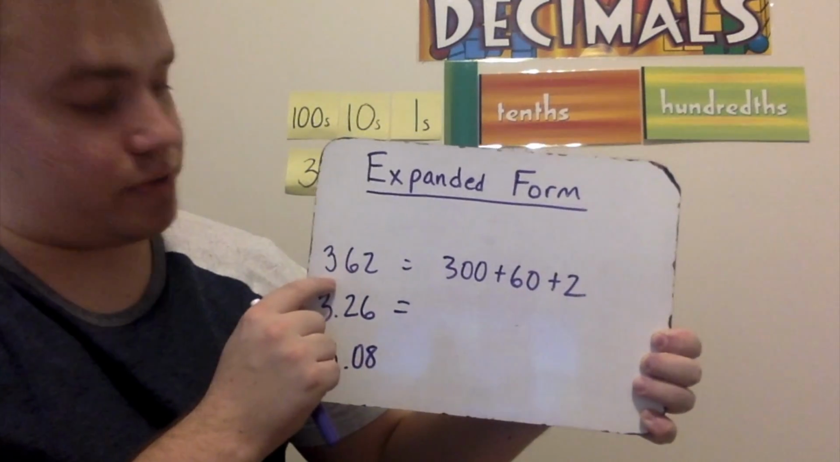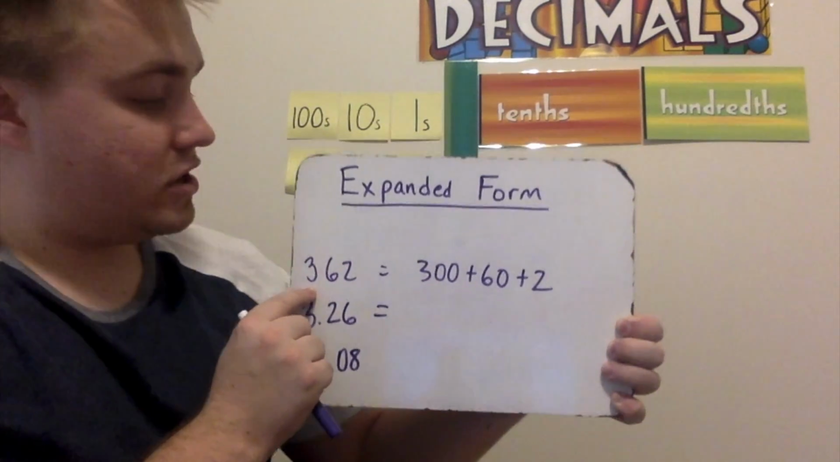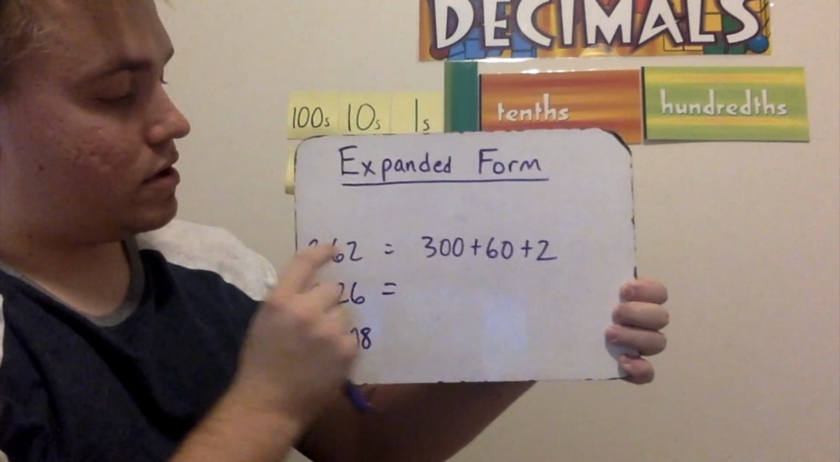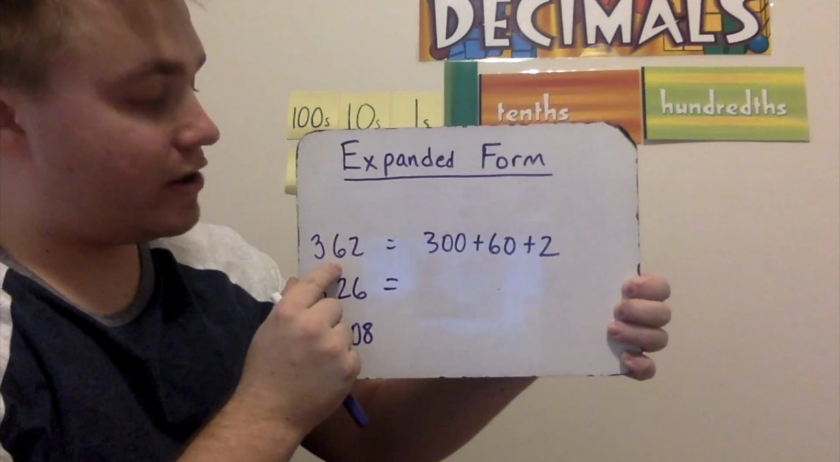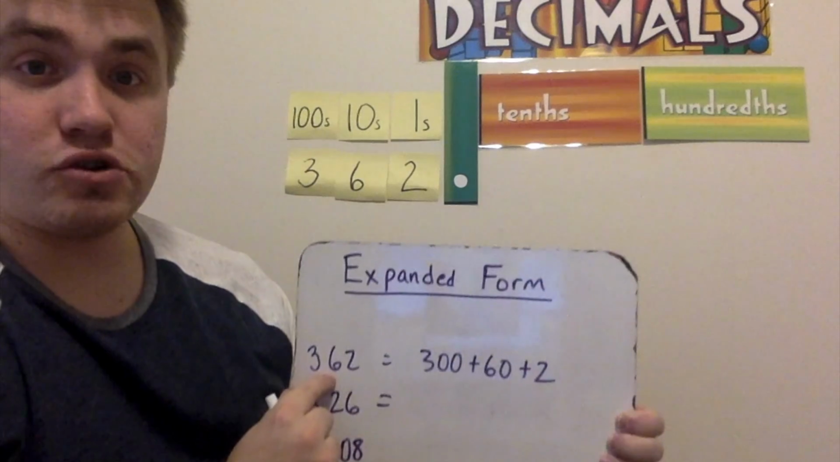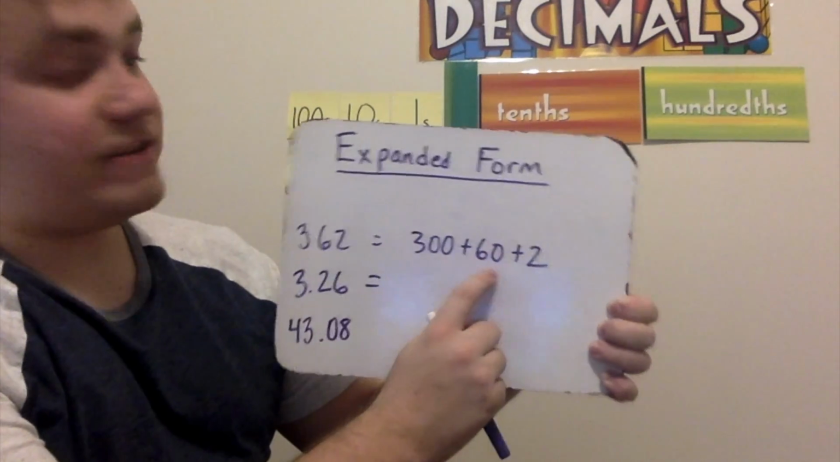So if I wanted to write expanded form of 362, I want to look at each individual place value, starting with the biggest place value and moving my way down to the smallest place value. So here I'm going to start with my 3, which is in my hundreds place. So I have 3 groups of 100, therefore 300. Now I look at my next biggest place value, which is my 6 in the tens place value. So if I have 6 groups of tens, I have 60.